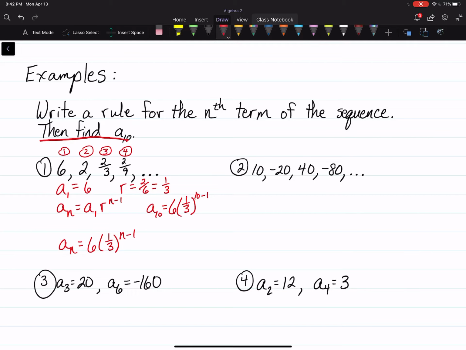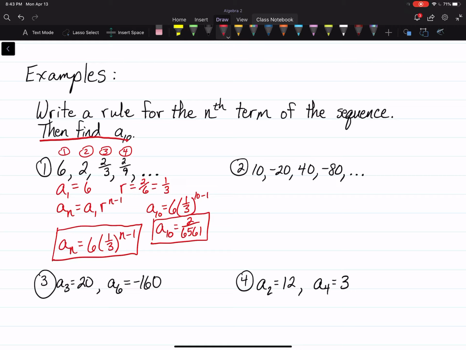If you put that in your calculator, you will see that it is 2 over 6,561. That would be a sub 10. There's a sub n. Very simple.